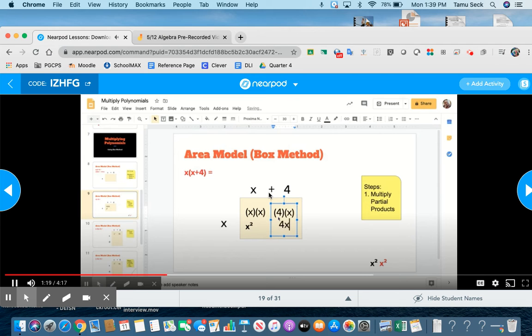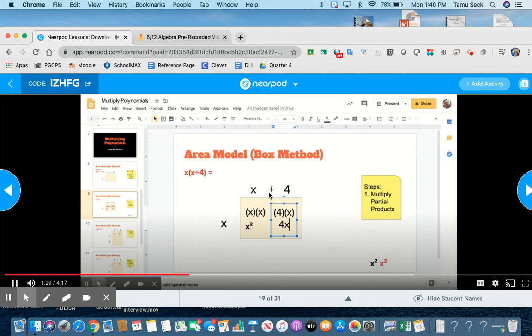And we get 4x. Now, the whole product would be this side plus this side added together. In this case, it's x squared and 4x, so we're going to add those together, and that's how we get our answer. The answer is x squared plus 4x. Okay, so we simplified and we had x squared plus 4x.